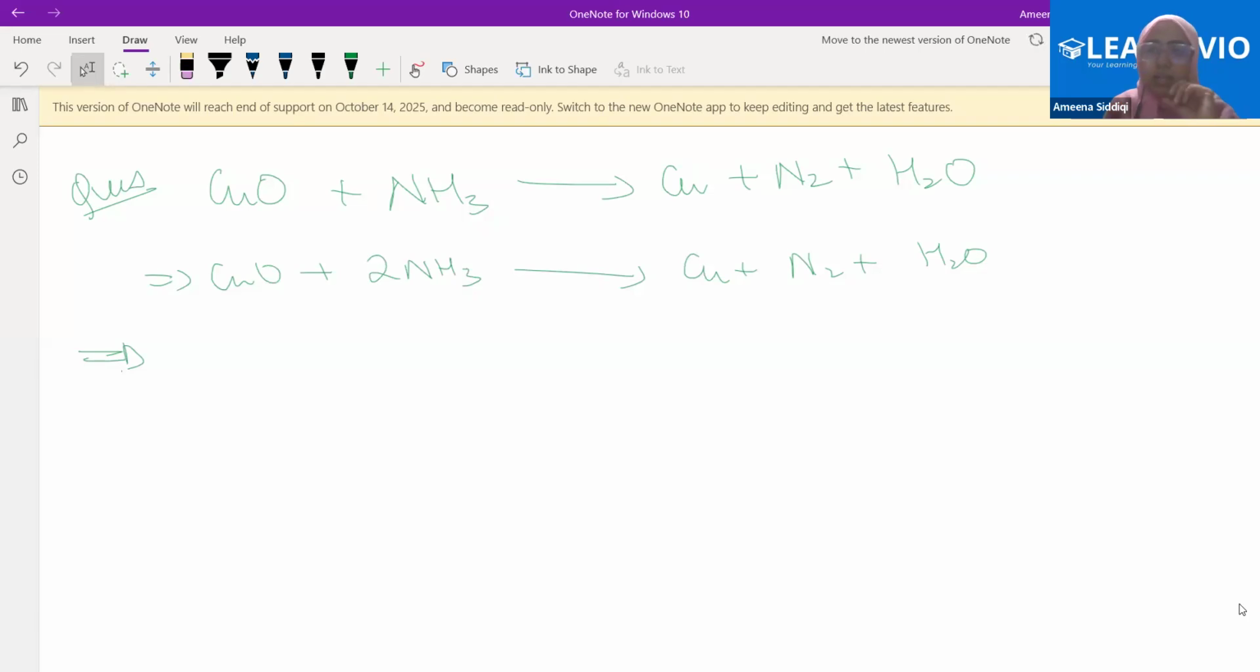And H2O, I wrote 3H2O. See, I told you the first step should be to write the elements, right? And we'll see it accordingly. So what are the elements present here? Can you tell me? Cu. Good.